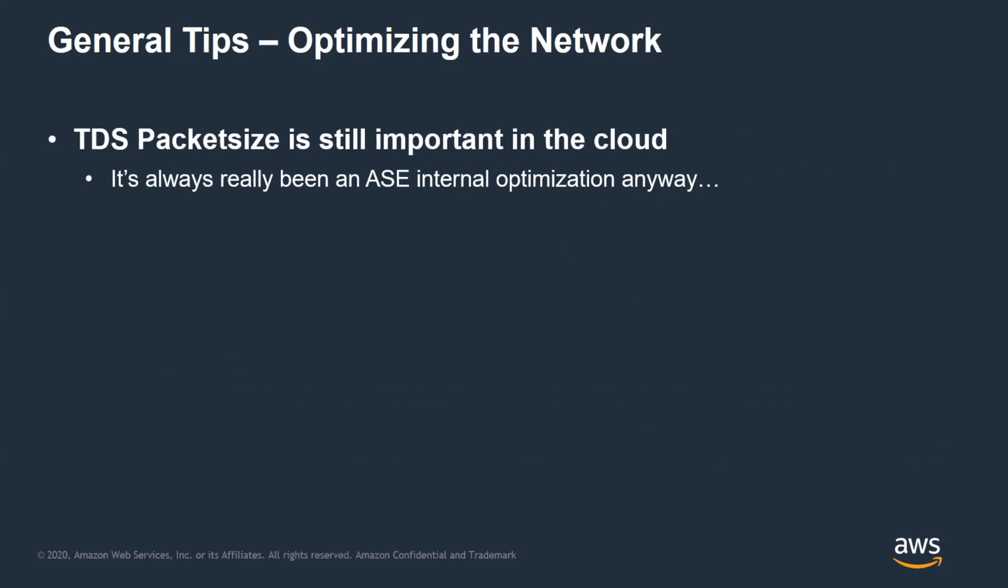In ASE, TDS packet size is still important, right? I know there's a tendency when people move to cloud to think that the cloud is going to handle everything. It's still important because, really, it's an EC2, it's an ASE optimization anyway.